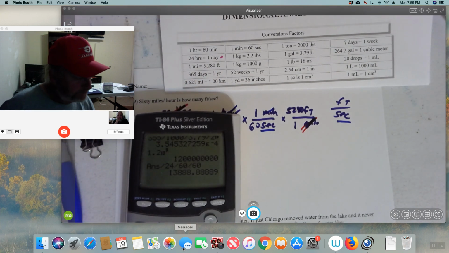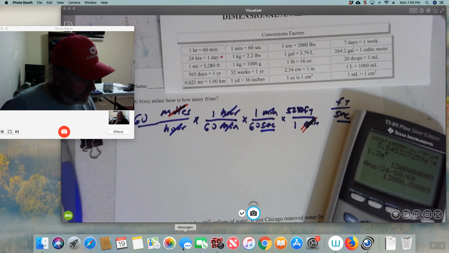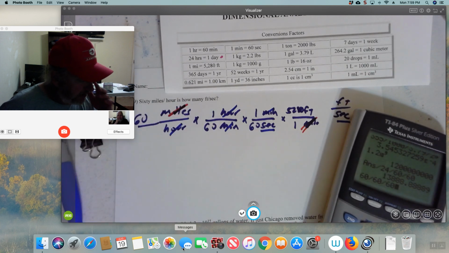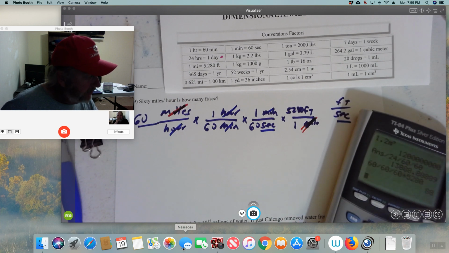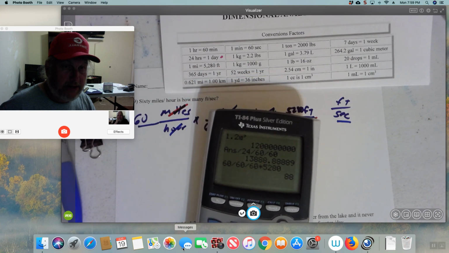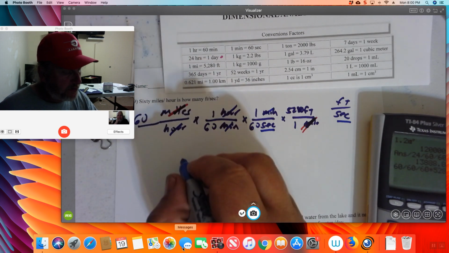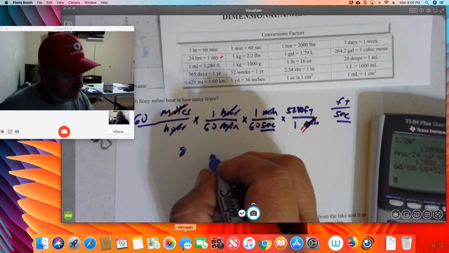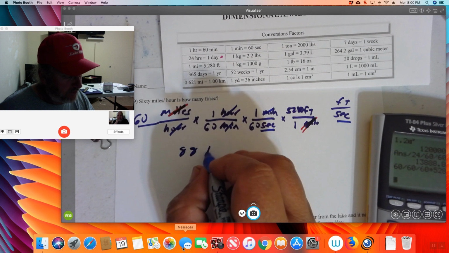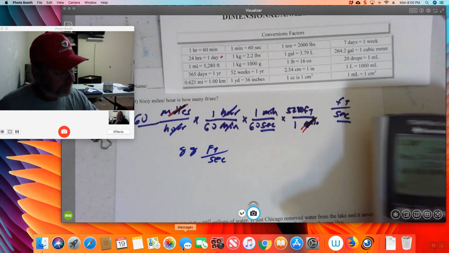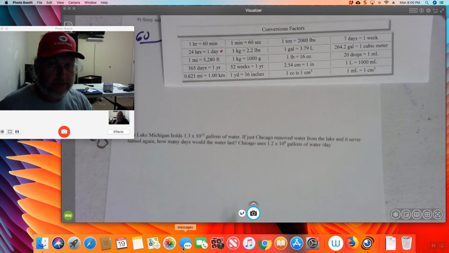Got my calculator. So I am going to type in my calculator 60 divided by 60 divided by 60, because that's what the math says, times 5280. That's going to give me a total of 88 feet per second. 88 feet per second. That's pretty quick. Feet per second. That's the answer. Let's go on to number 10 now, right?